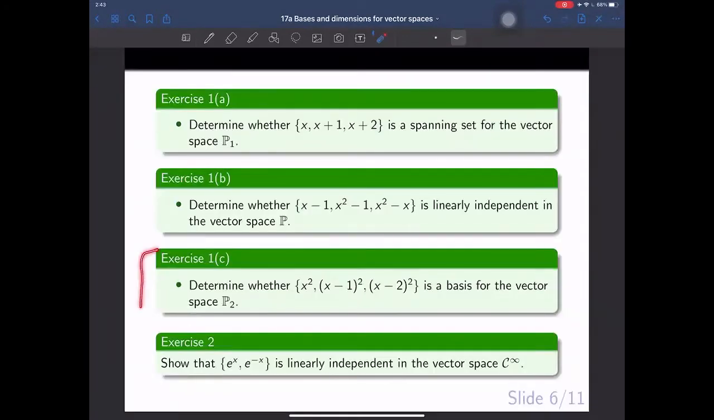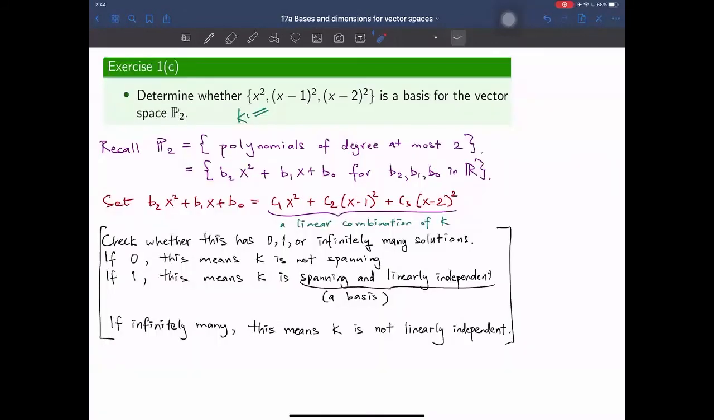In this next exercise, we'll work with the vector space P2 and check whether this set is a basis. This means we have to check that the set is a spanning set for P2 and also linearly independent. Recall that P2 is the set of polynomials of degree at most 2, so every element can be written in this standard form.